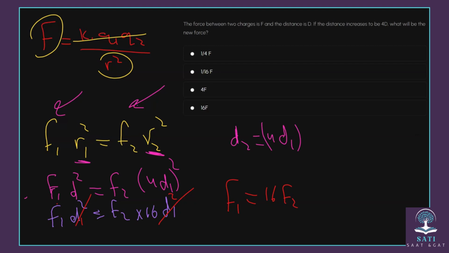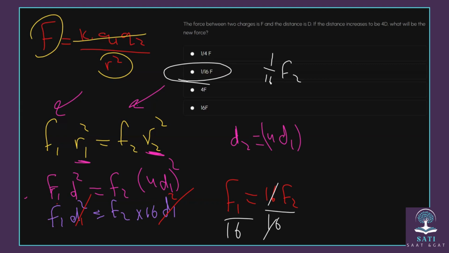But the question here is, what will be the new force? That means they are asking about F2. So I divide here by 16 and here by 16. So F2 is going to be F1 over 16, that is 1 over 16 of F1. I hope we understand it. So that means it's related to how it is inversely proportional.